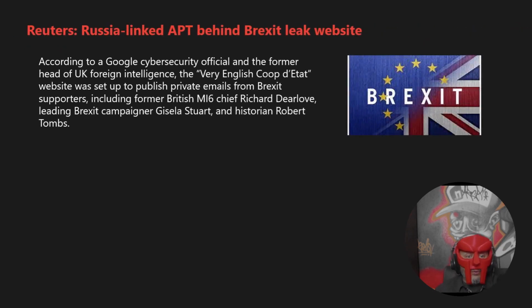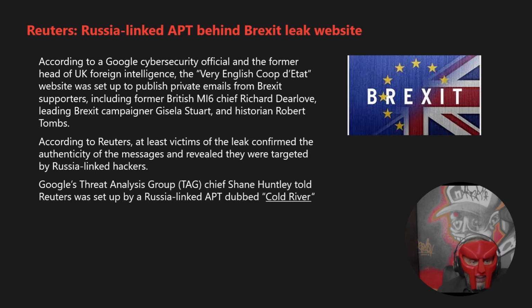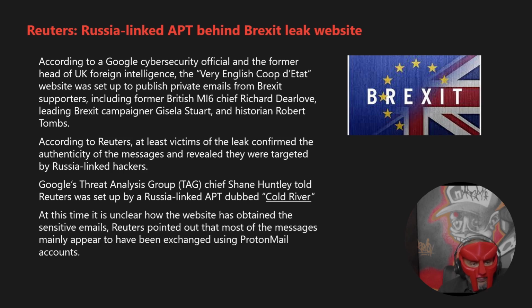According to a Google cybersecurity official and the former head of UK foreign intelligence, the very English co-op DETET website was set up to publish private emails from Brexit supporters, including former British MI6 chief Richard Dearlove, leading Brexit campaigner Gisela Stewart, and historian Robert Toombs. According to Reuters, at least some victims of the leak confirmed the authenticity of the messages and revealed they were targeted by Russian-linked hackers. Google's threat analysis group chief Shane Huntley told Reuters it was set up by a Russia-linked actor dubbed Cold River. At this time, it is unclear how the website has obtained the sensitive emails.